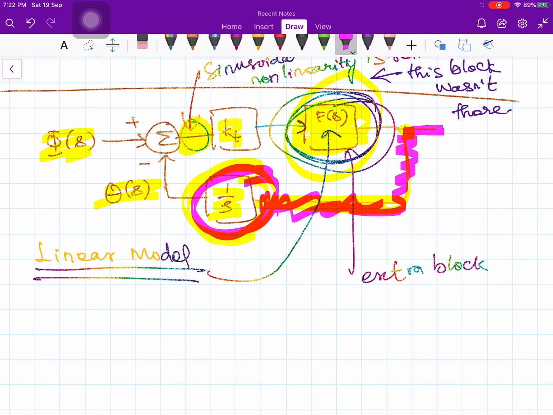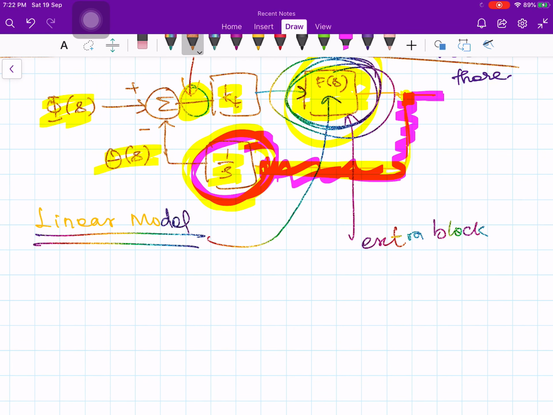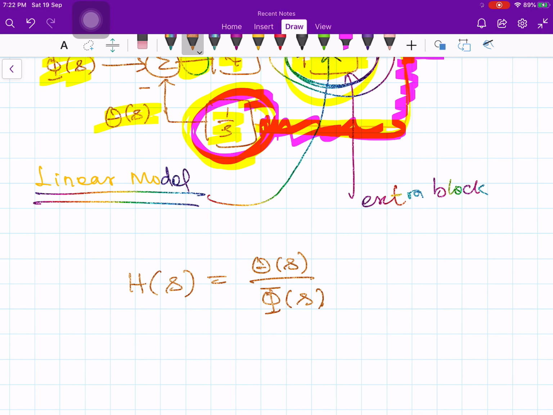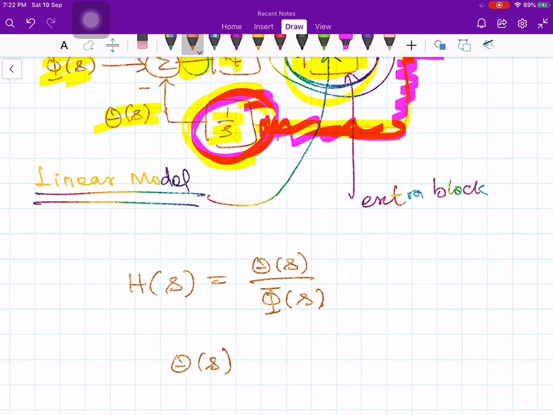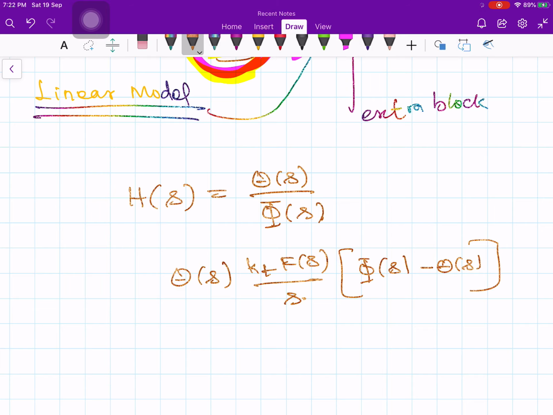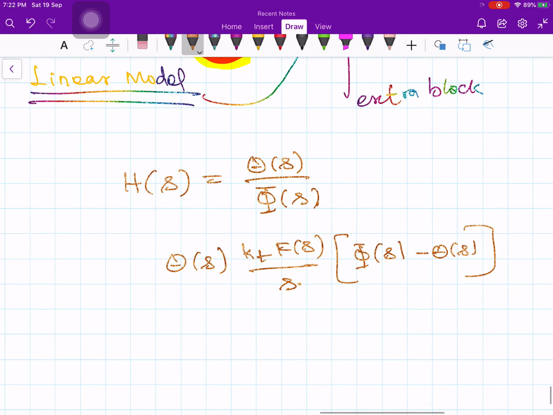Now let us try to find out the closed loop transfer function for this case after introducing the loop filter. Therefore h of s is equal to theta of s divided by phi of s. To find this, let us proceed step by step. Let us write down the expression for theta of s. What is theta of s? Theta of s is equal to kt times f of s divided by s, multiplied by the difference phi of s minus theta of s. So let's rearrange this equation, then finally you will end up with h of s. Do the algebraic manipulation.